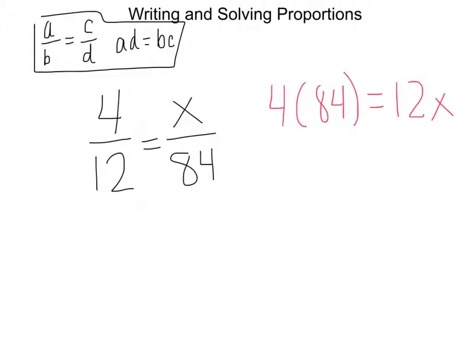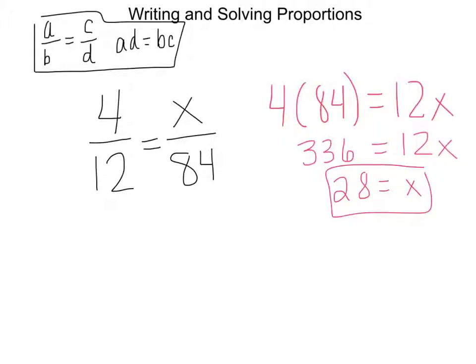So 4 times 84 is 336. And then I'm going to bring down the rest of the equation. So this is telling us right here that 12 times some number equals 336. To figure out what that is, I'm going to take 336 and divide it by 12, and I get x equals 28. So that tells us that 4/12 is equal to 28/84, or that those two are equivalent fractions.